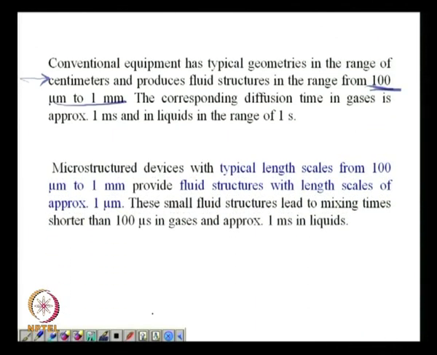Now, that is what I have written over here. If you think of microstructure devices, their typical length scales from 100 micron to 1 millimeter, and the fluid structures are having lengths of approximately 1 micron. So, your mixing times are shorter than 100 microsecond in gases and approximately 1 millisecond in liquids. So, you can see the difference between this for gases and this for liquids.